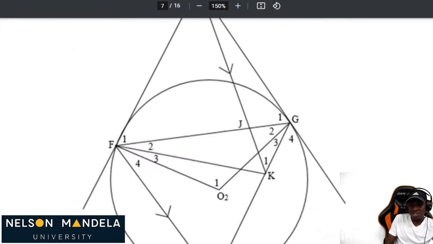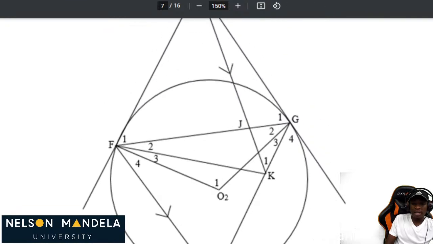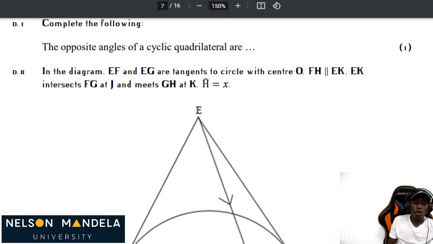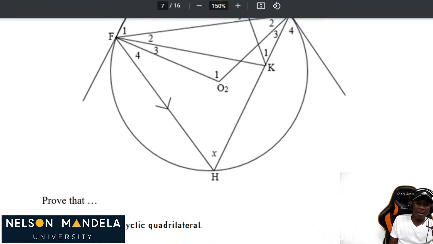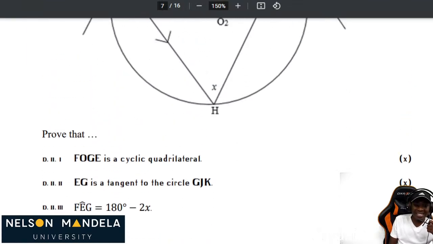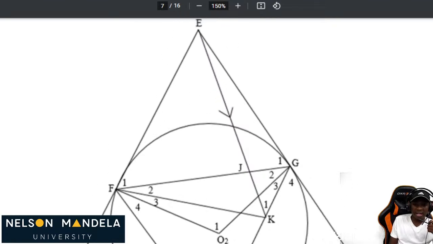Now, where is FH? FH is parallel to KE. As I always say, when you read the statement, you read it the first time, the second time, and after you're done reading, go check on your diagram. Now we're given that angle H is equal to X. The first question: prove that FOGE, here's our F, O, G, E, is a cyclic quad.